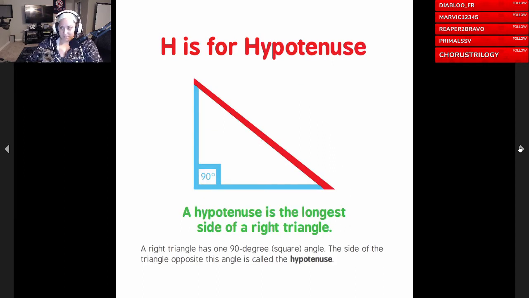H is for hypotenuse. A hypotenuse is the longest side of a right triangle. A right triangle has one 90-degree, or square, angle. The side of the triangle opposite this angle is called the hypotenuse.